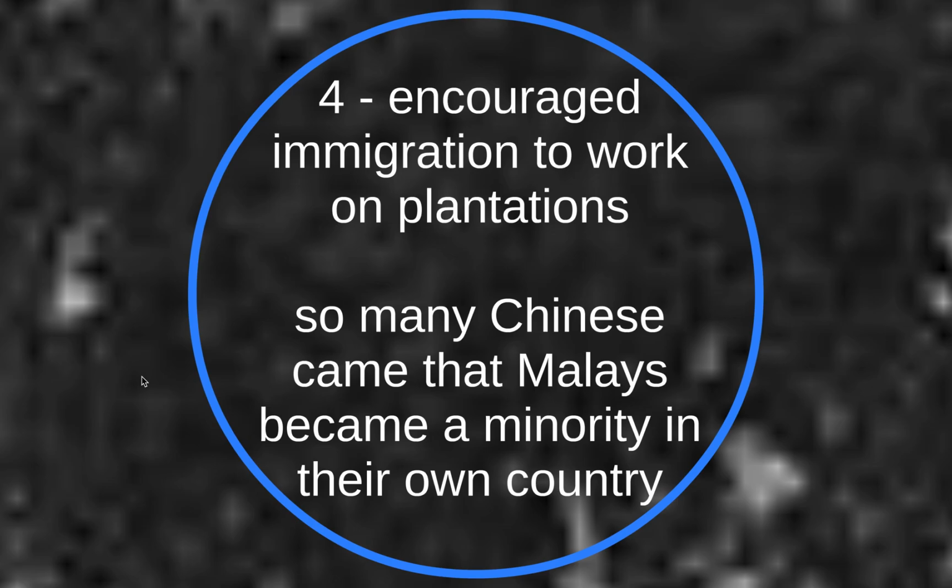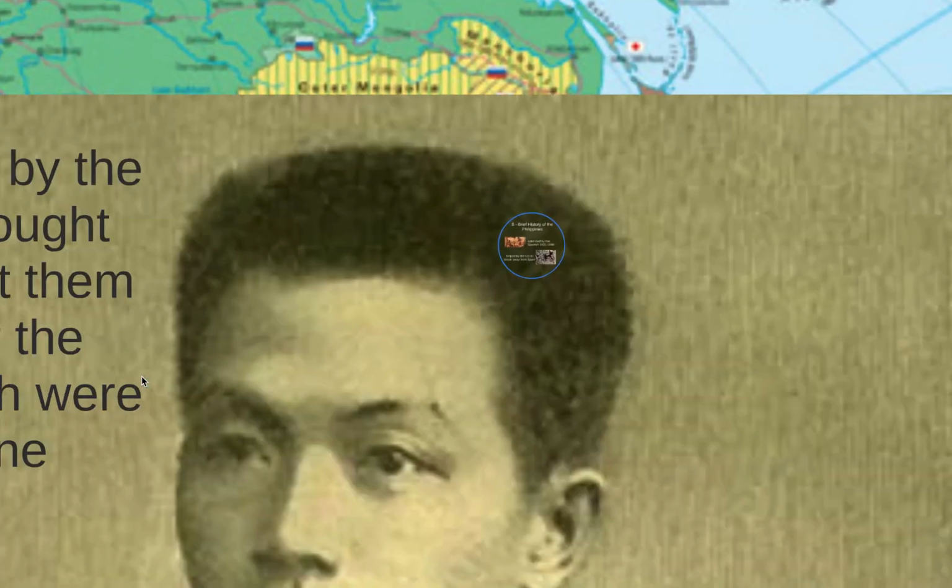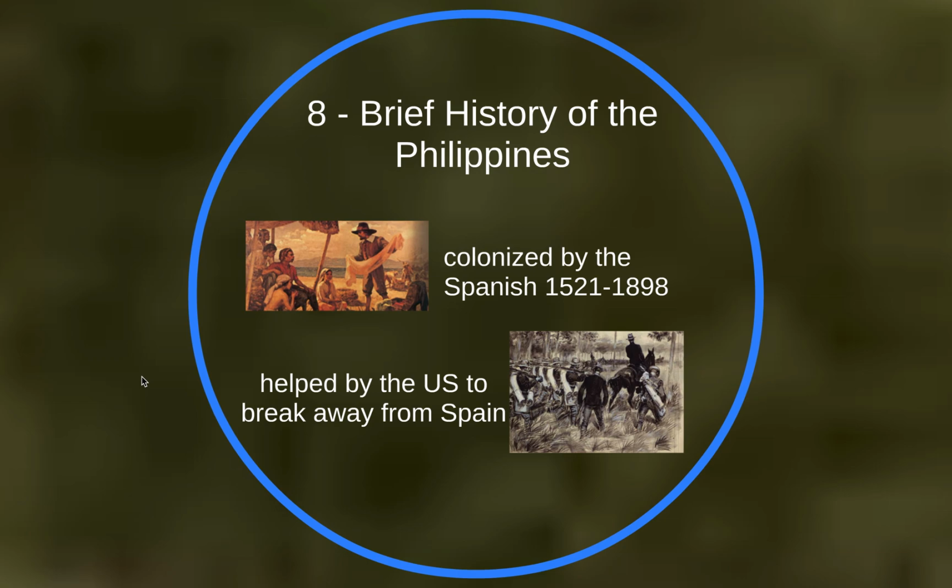All right, last but not least, let's look at a couple other places in Asia and how they became imperialized. Brief history of the Philippines here. The Philippines were colonized by the Spanish in the 1500s and remained until the 1800s. Then the United States went to war with Spain in the 1800s, and they helped the Filipino people break away from the Spanish. They gave them guns, they gave them supplies, and they really helped them out. And then once the Spanish were defeated in the Spanish-American War and the Philippines became free from the Spanish, the United States decided, now you're our colony.